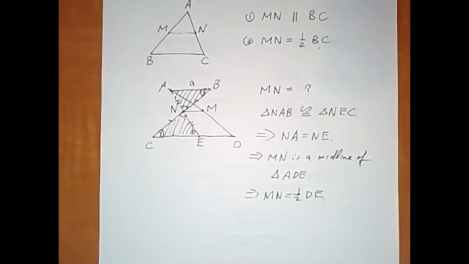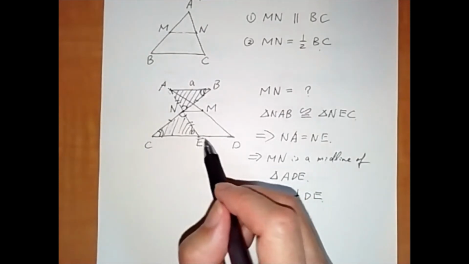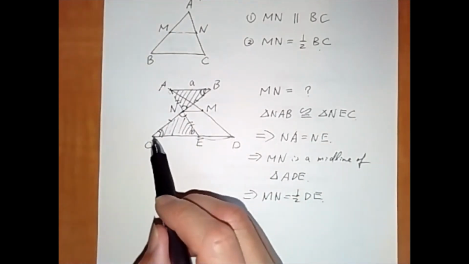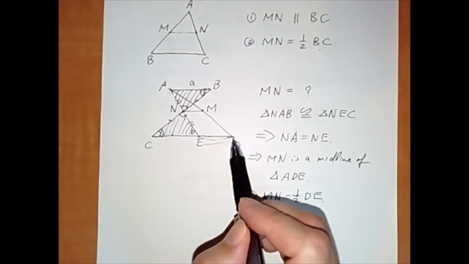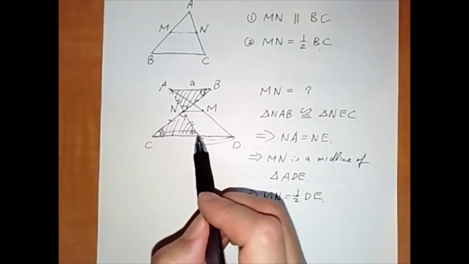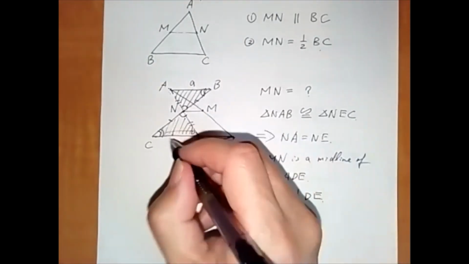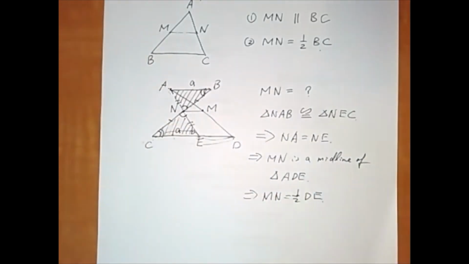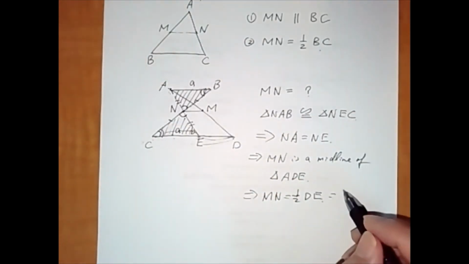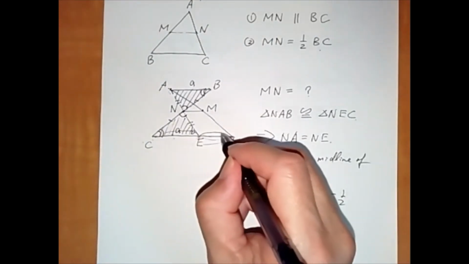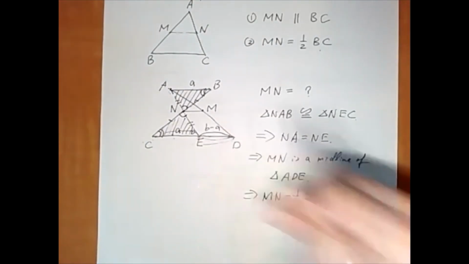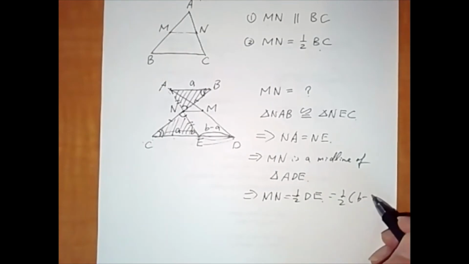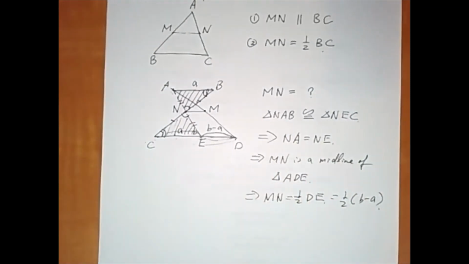Okay. The question is, what is the DE? We know this part is B. Then what about this part? By congruence, this part is A. AB equals EC. So this part is B minus A. So we have B minus A, and we are done.